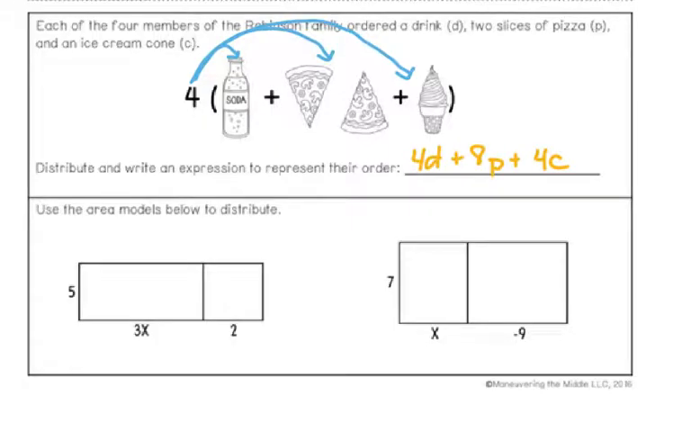After I do this, I use their variables, and I know that I'm going to need to order 4 drinks, and 8 pizzas, and 4 ice cream cones.